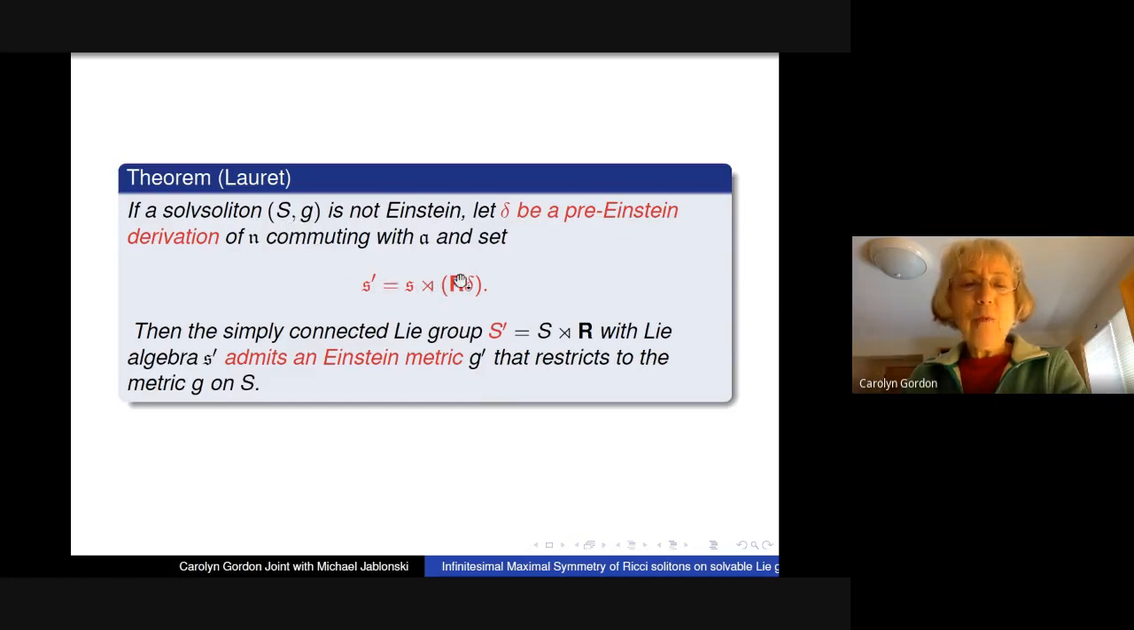So you can define this one-dimensional solvable extension of the Lie algebra. If you look at the corresponding simply connected Lie group, S prime, which is a semi-direct product of S with an action of R, then it admits an Einstein metric G prime, and its restriction to S is the original solve-soliton. So solve-solitons extend to Einstein metrics using the pre-Einstein derivation.